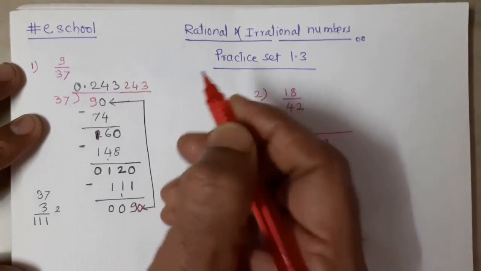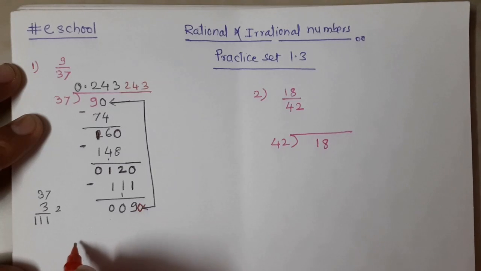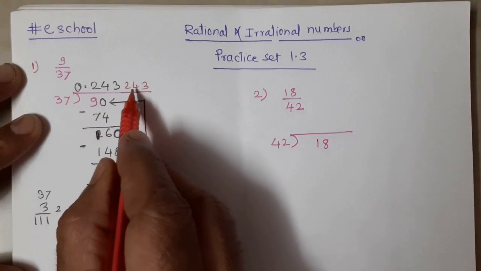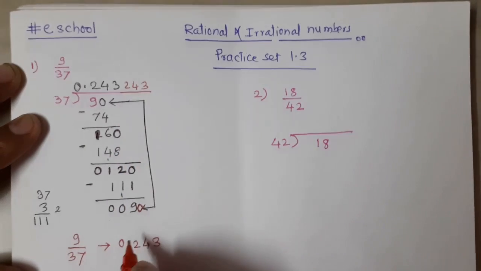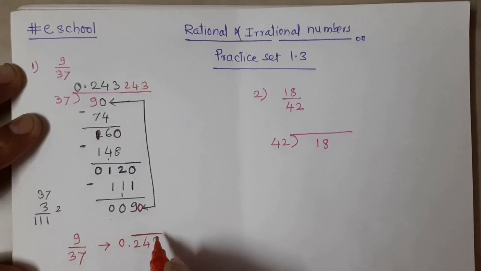So that is the repetition over here, and so we have to write that 9 by 37 in the decimal form as 0.243, as it is repeating 243, and after that it is repeating again 243. That's why we have to put a bar on this, that is called 243 bar.